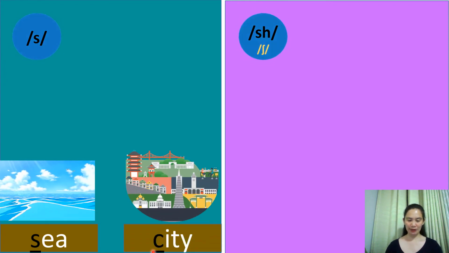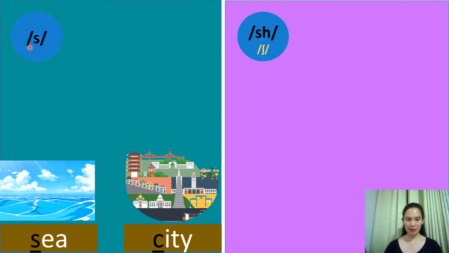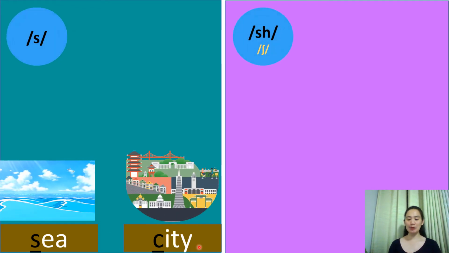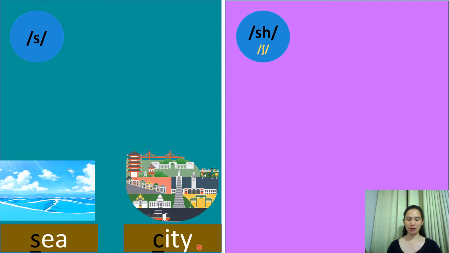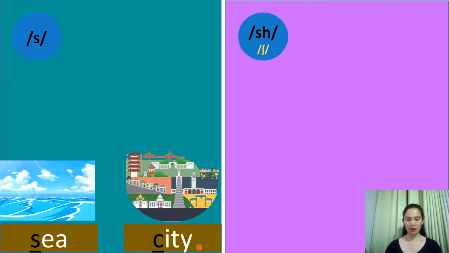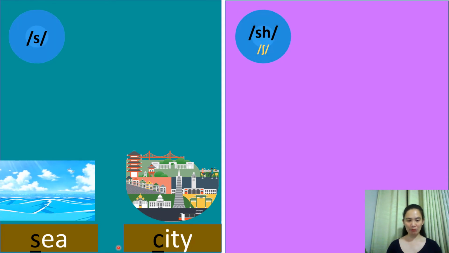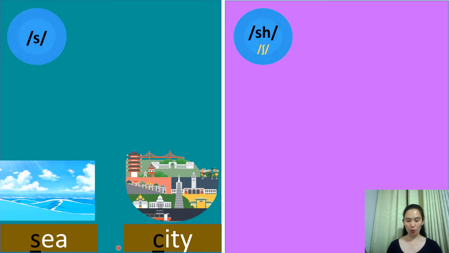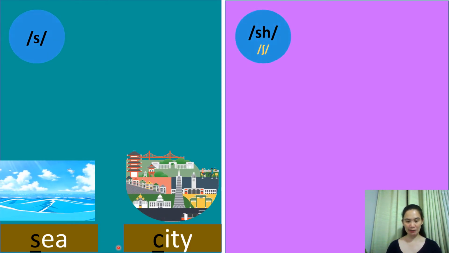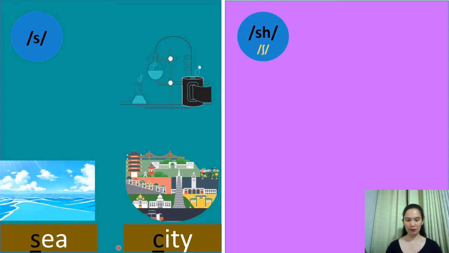City. The letter C sounds like S. Take note, as I have mentioned a while ago, that letter C can sound like the sound of K, like in the word cat. Now, let's have more examples of words with letter C but sounds like S. We have the words cinnamon and circle.